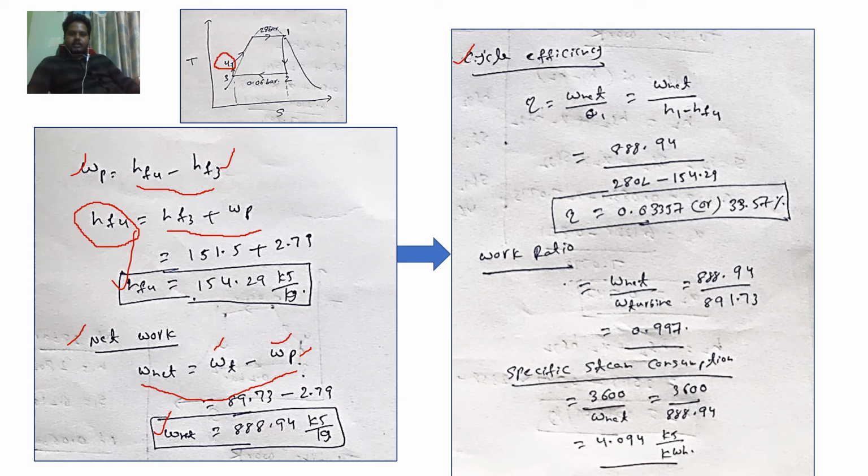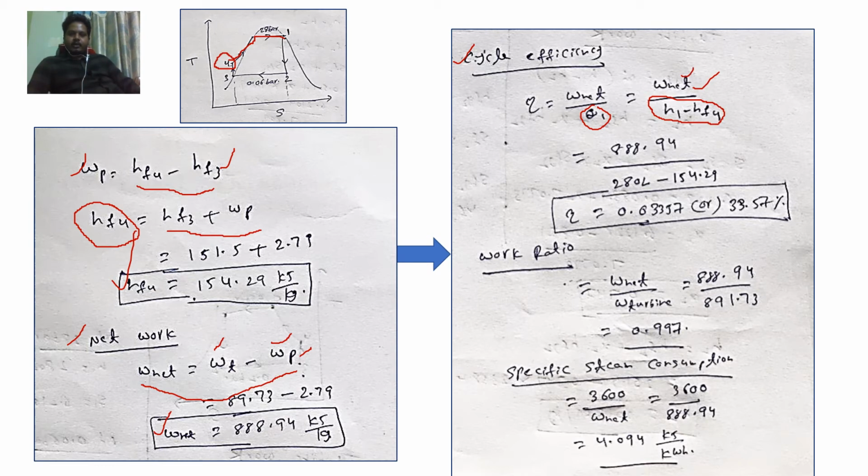The other question is the efficiency of the cycle. Efficiency of the cycle equals net work done divided by heat supplied Q1. So we can write this equation as net work done divided by heat supplied Q1. Here we are supplying the heat in the process 4 to 1, where we are adding the heat in the boiler. So we can write this as H1 minus HF4.